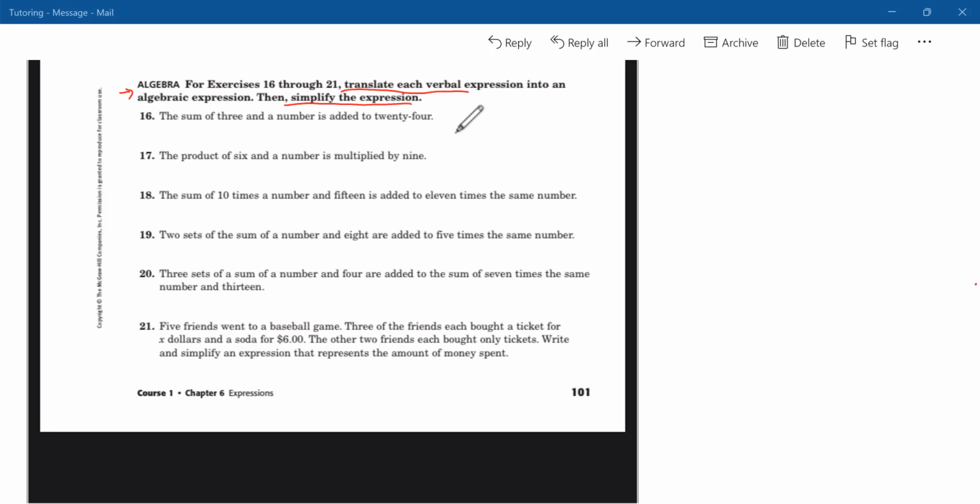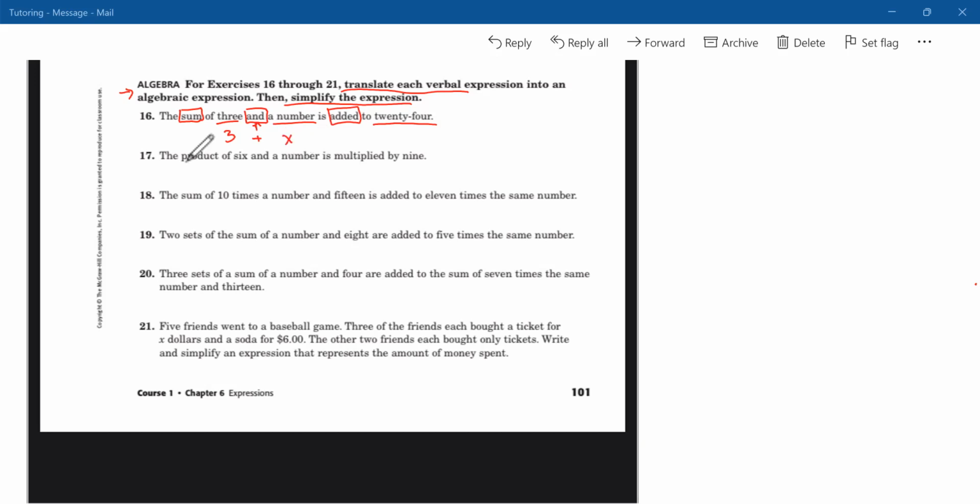So let's first translate the word expression into an equation. It says the sum of 3 and a number is added to 24. So since it says the sum, we know that we're going to add, and we can use this keyword "and" to know where to put the addition sign. Then we have 3, and a number, which can be any variable. However, mathematicians tend to use the variable x when possible. So it will become 3 plus x.